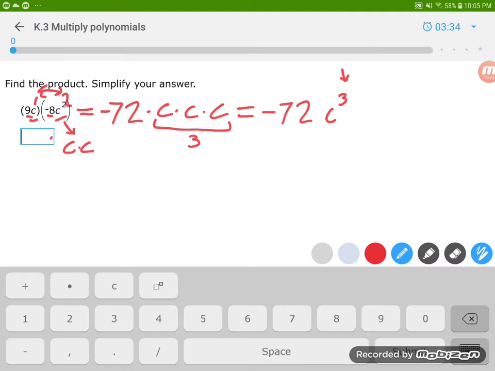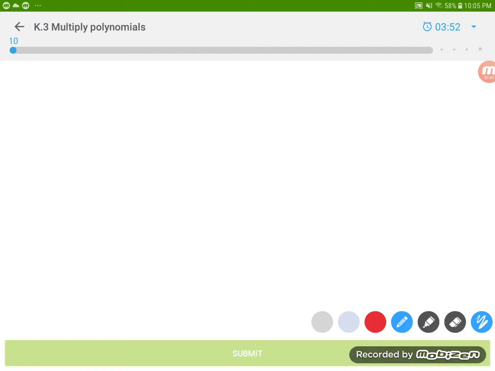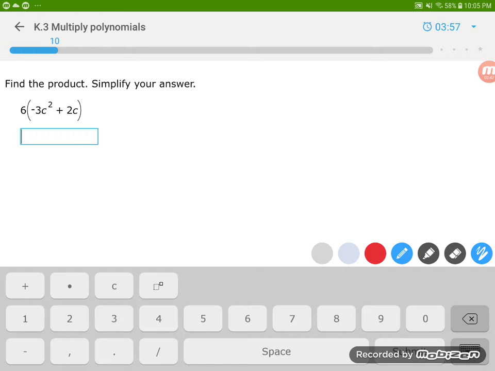So, our answer is going to be negative 72 c to the power of 3. Cool. Okay. So, again, can I write right there? No, I can't write right there.